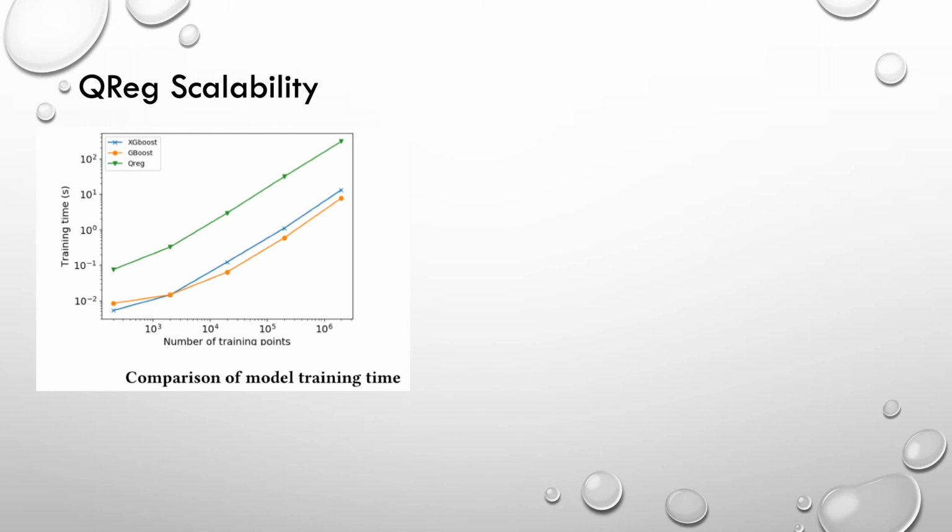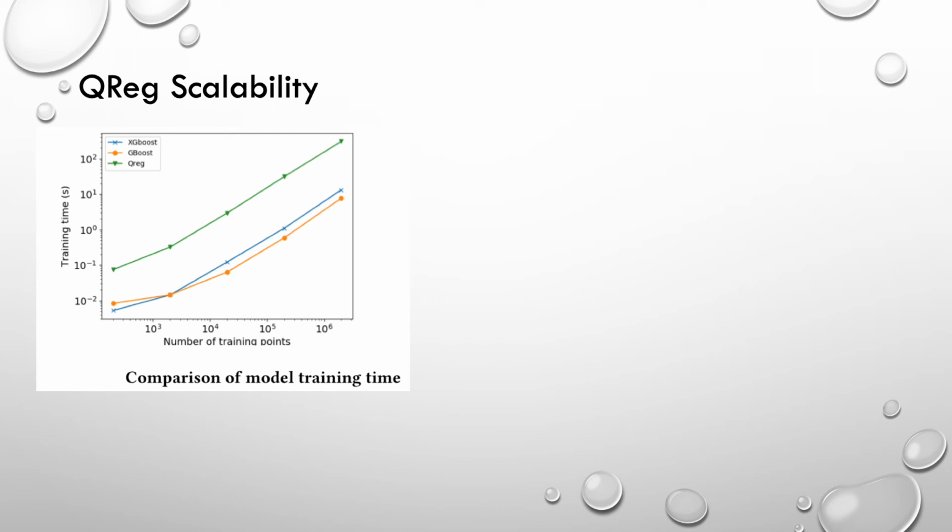As a query-centric regression, QReg must be able to handle large amounts of data. The left figure shows the training time as the number of training points increases. There exists an approximately linear relationship between the model training time and the number of training points. This limits its application to very large datasets.